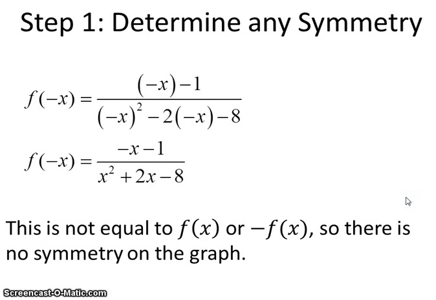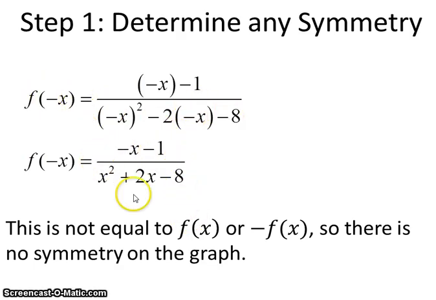So our first step is to see if there is any symmetry, and the books often ask for this. It's no big deal if you skip this step. You can still get a good idea of your graph just by plotting the points, but to check to see if you have any symmetry, you just see what f of negative x is equal to. So wherever there's an x in your function, just plug in negative x and simplify.